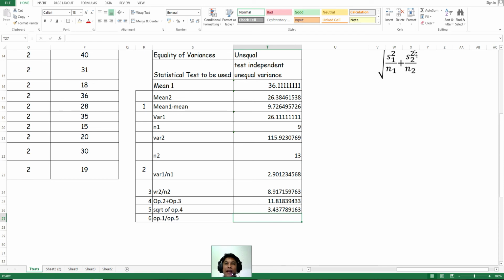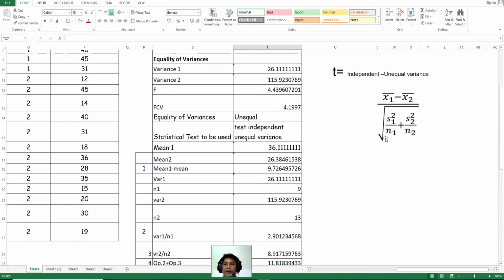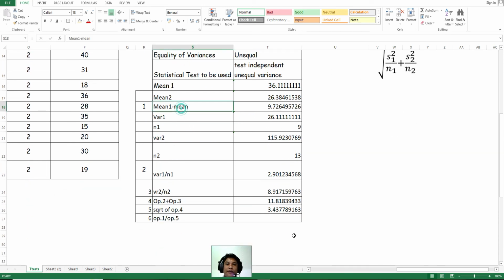So what will happen now? We get the square root and we divide the difference by it. The difference is in the first operation. So we have operation 1 divided by the fifth operation. Our t-test value now is 2.83 rounded off. So this is our stat value. So let us consider it as our value this time.